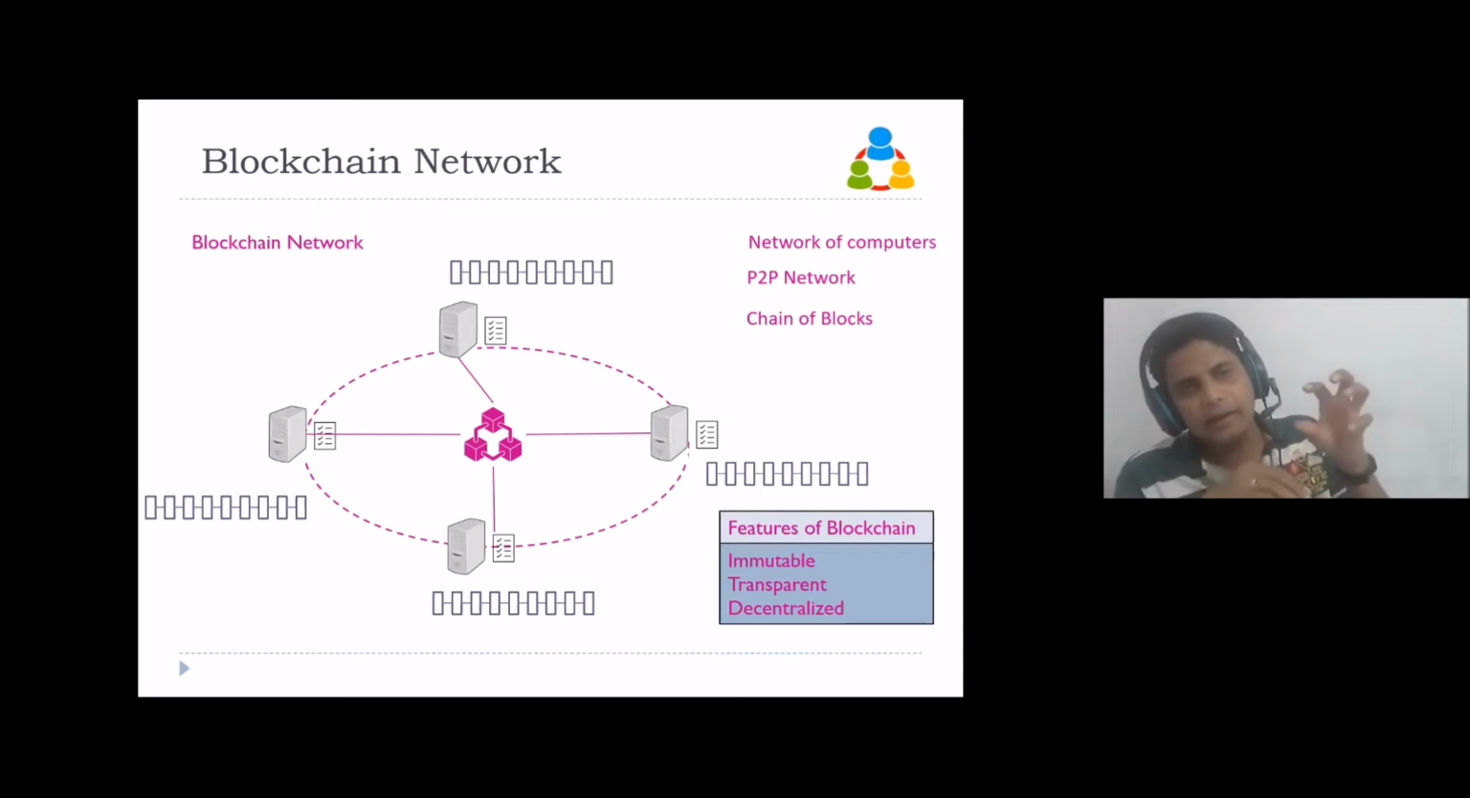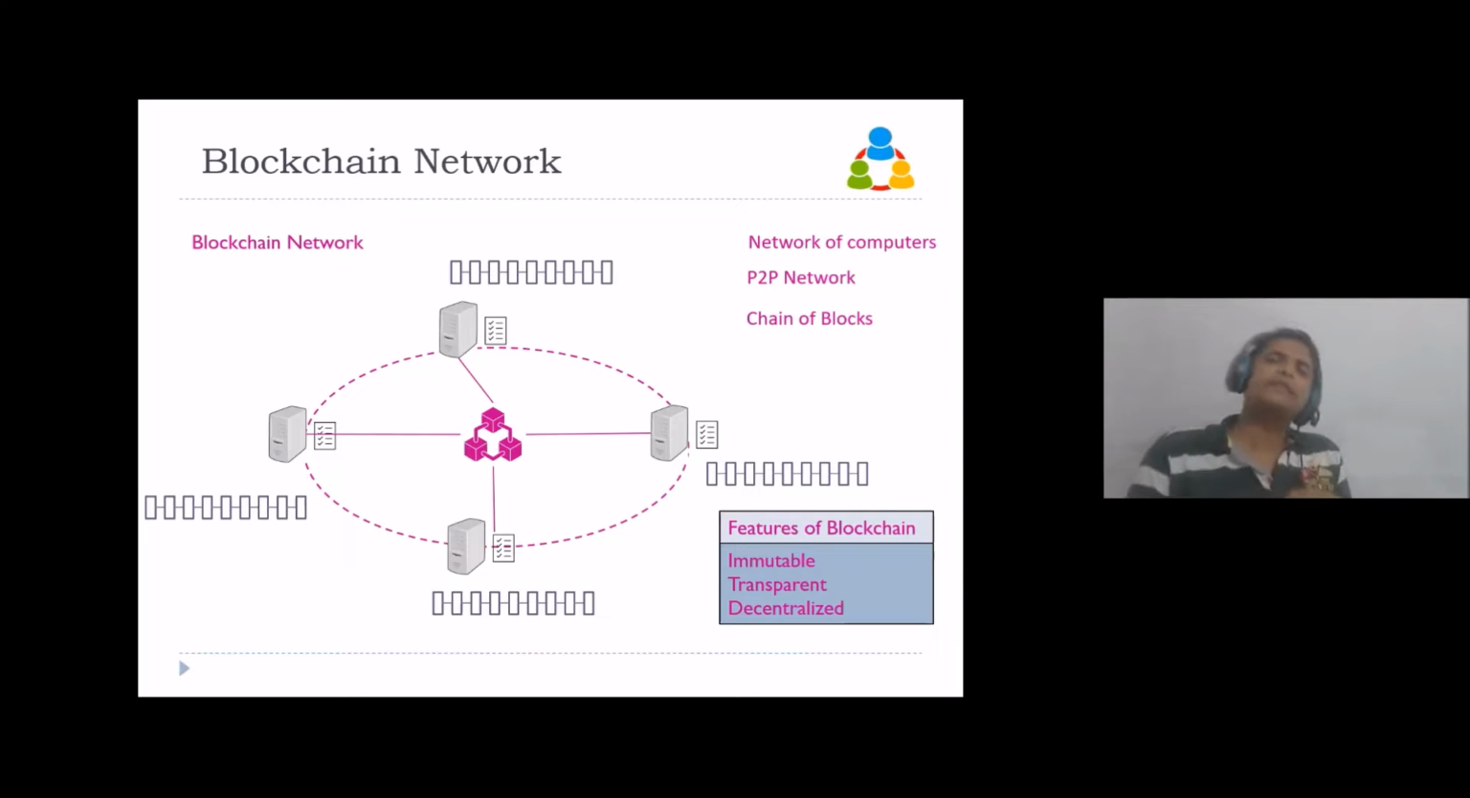But in a blockchain network, it is decentralized, meaning there is no owner of that particular network. Nobody owns that data. Everybody owns the data. There is no sole owner of the data. All the people in the network will have the same data, and they will have exactly the same copy that every other person has.